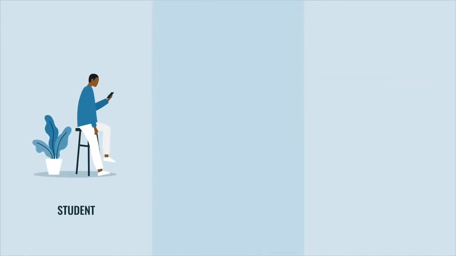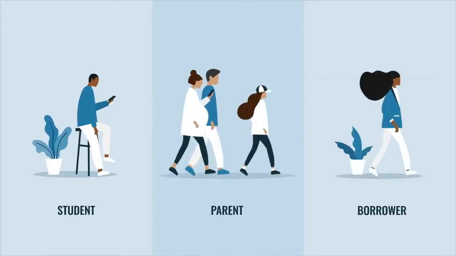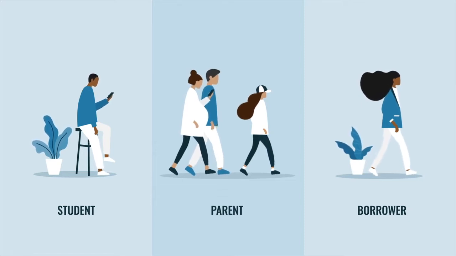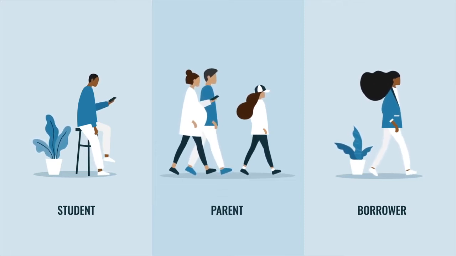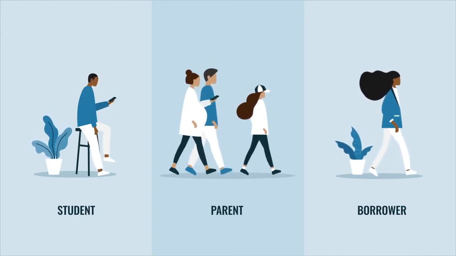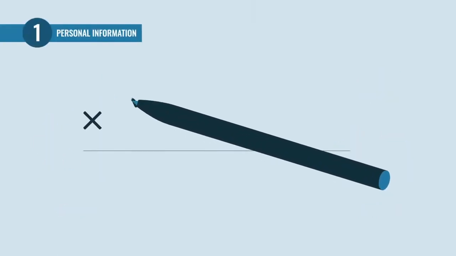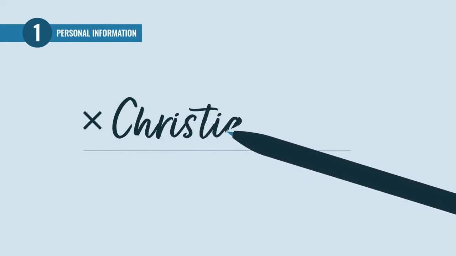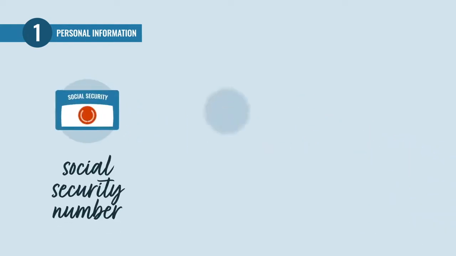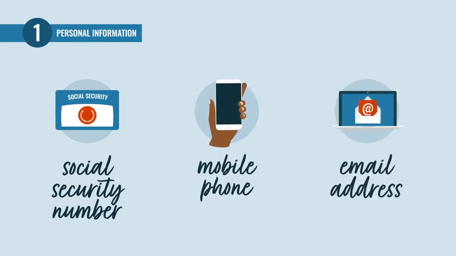Perhaps you're a student, parent, or loan borrower who needs to apply for financial aid, electronically sign your FAFSA form, or access other benefits on studentaid.gov. To take full advantage of all our resources and log into studentaid.gov, you'll have to first create an FSA ID. Your FSA ID gives you access to Federal Student Aid's platform and can serve as your legal signature. Your FSA ID is your account username and password. To prepare to create your FSA ID, have your Social Security number, mobile phone, and/or your personal email address handy.